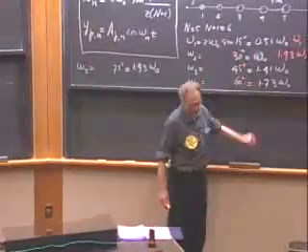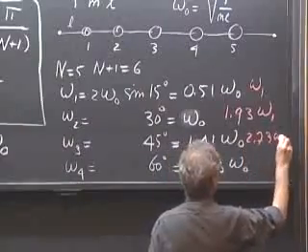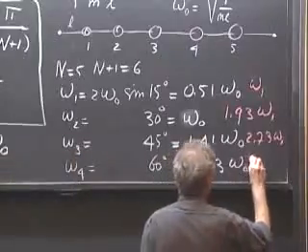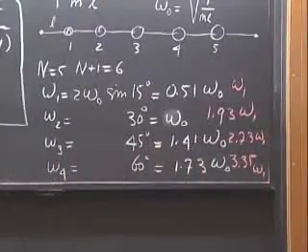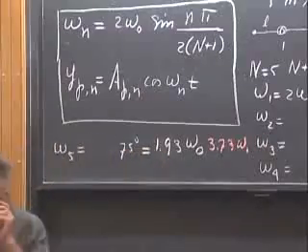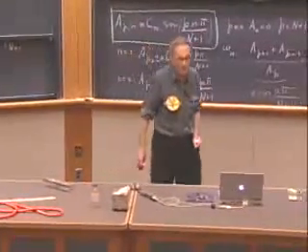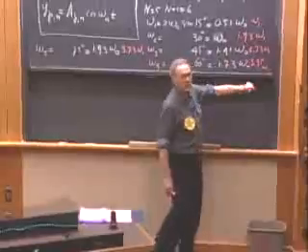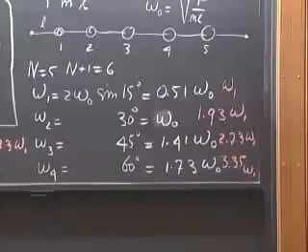And if I take this one and divide it by that one, then I get 2.73 omega 1. And I take the next one, I get 3.35. And the last one then is 3.73. So the bottom line is that the ratios of these frequencies are not at all very nice numbers, as you may have expected, but the ratios are quite bizarre. 1.93 times higher than the lowest one, 2.73 times higher, 3.35 times higher, and 3.73.